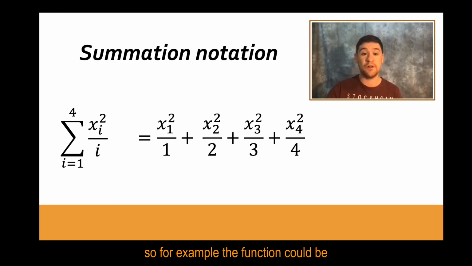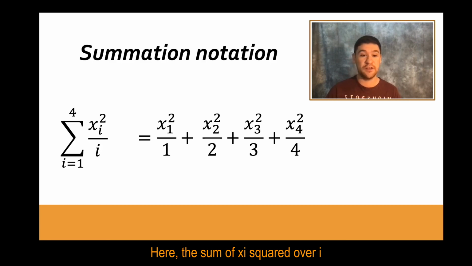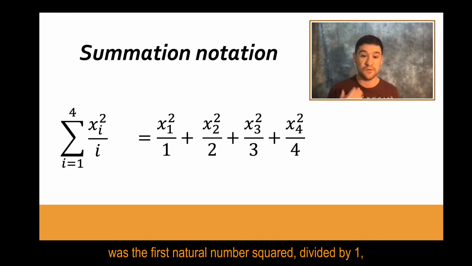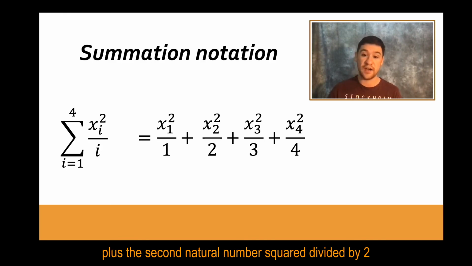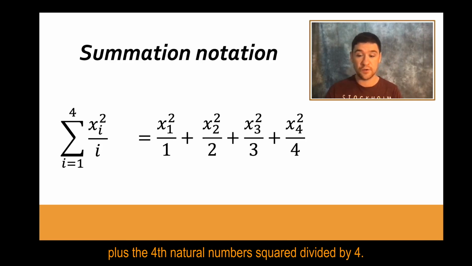So for example, the function could be x squared over I. So here, the sum of xi squared over I, and imagine these are the natural numbers, we'd go: the first natural number squared divided by 1, plus the second natural number squared divided by 2, plus the third natural number squared divided by 3, plus the fourth natural number squared divided by 4.